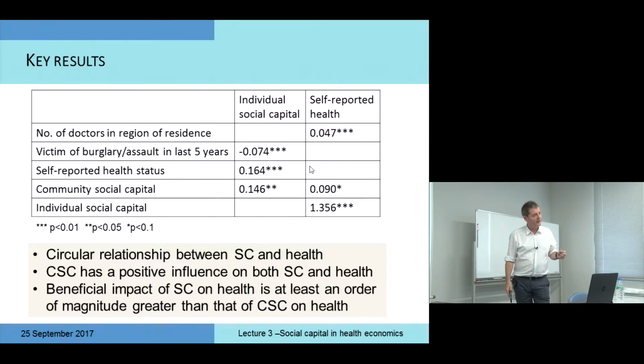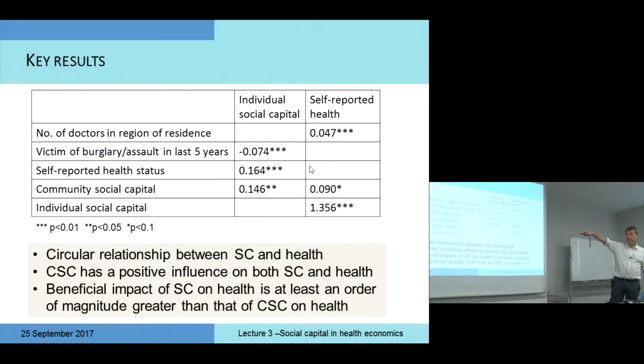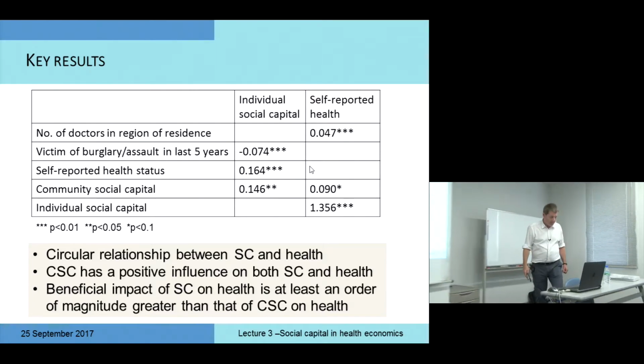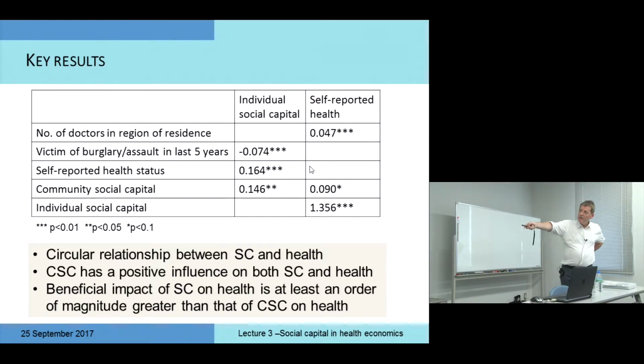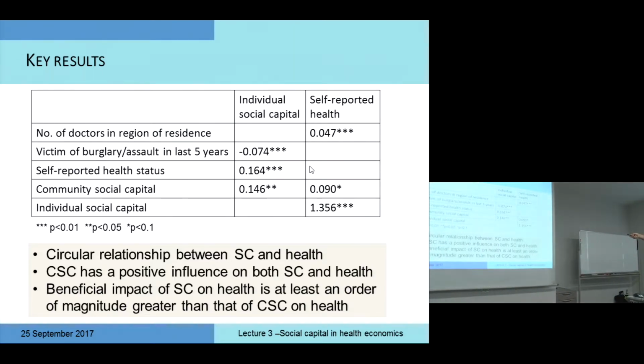And importantly, what they found was that the individual's self-reported health has a strong positive relationship with the individual's social capital. So in other words, individuals who report high degrees of trust also reported high health status. And then finally, they found a positive relationship between the community social capital and individual social capital.